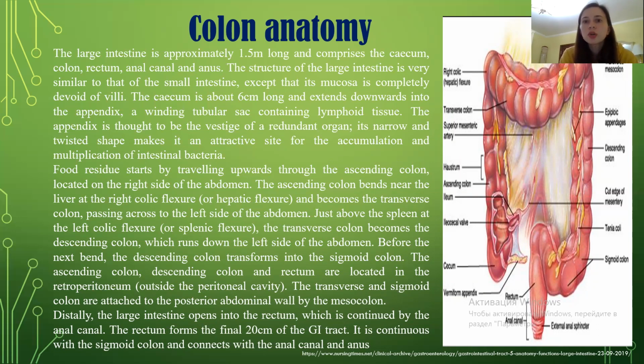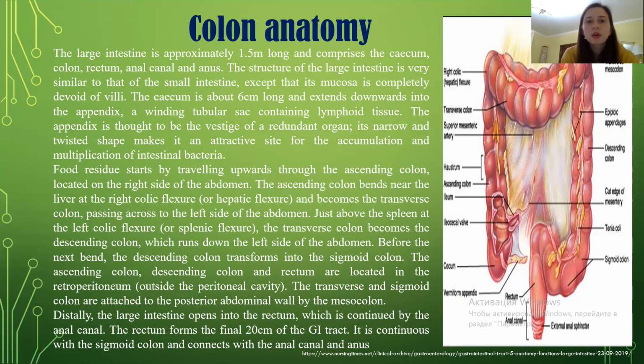The structure of the large intestine is very similar to that of the small intestine, except that its mucosa is completely devoid of villi. The cecum is about 6 centimeters long and extends downwards into the appendix, a widening tubular structure of lymphoid tissue. The appendix is thought to be the vestige of a redundant organ. Its narrow and twisted shape makes it an attractive site for the accumulation and multiplication of intestinal bacteria.